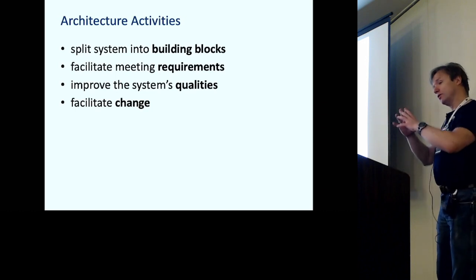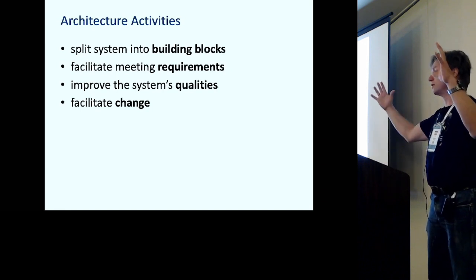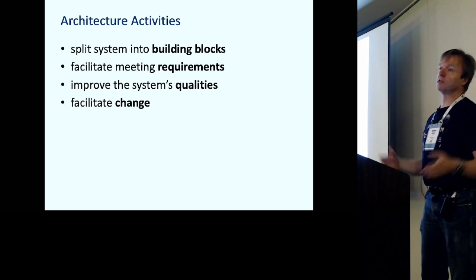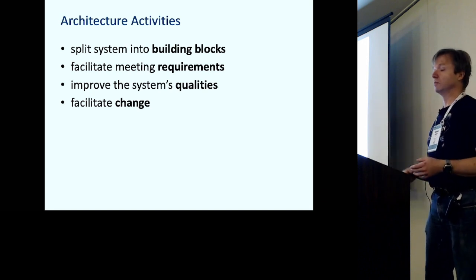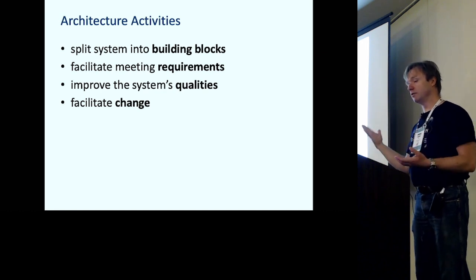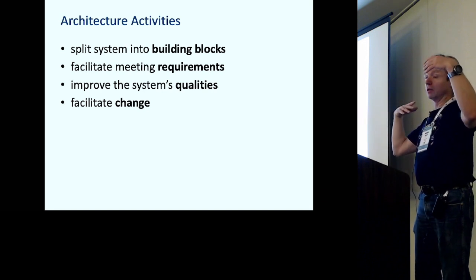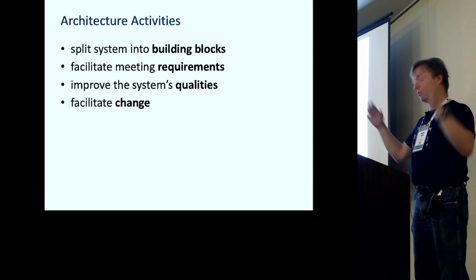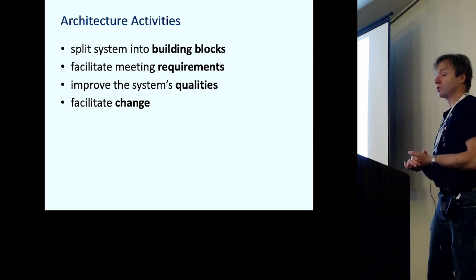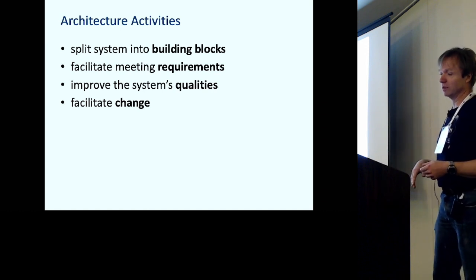And then there are the typical activities that software architecture is about. First and foremost, most treatments on software architecture talk about splitting large pieces of software into building blocks somehow. Then there are a couple of subordinate principles or activities. As you're doing programming in the large, you might think about how to meet the requirements that come from somewhere in the domain. It might be about improving the system's qualities, and it's about facilitating change, and I'll get to that in a moment.